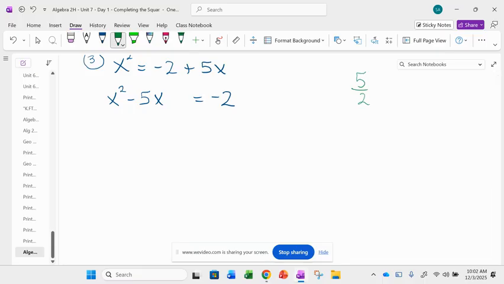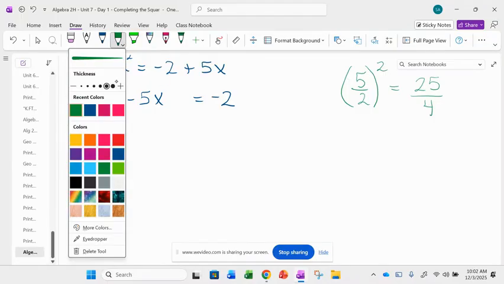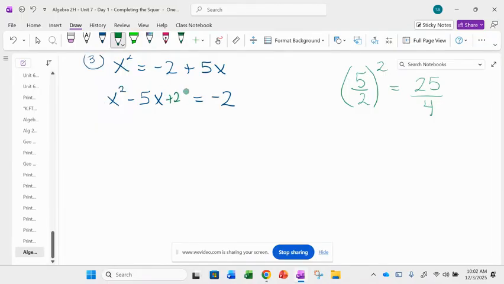So I'm going to take that 5 divided by 2, and what do I do after I divide by 2? We have to square it. And I'm still going to leave it as a fraction. So 5 over 2 squared gives us 25 over 4. So I'm going to add 25 over 4 to the left side, and I'm going to add 25 over 4 to the right side. Have I lost anybody here? Are we still okay?